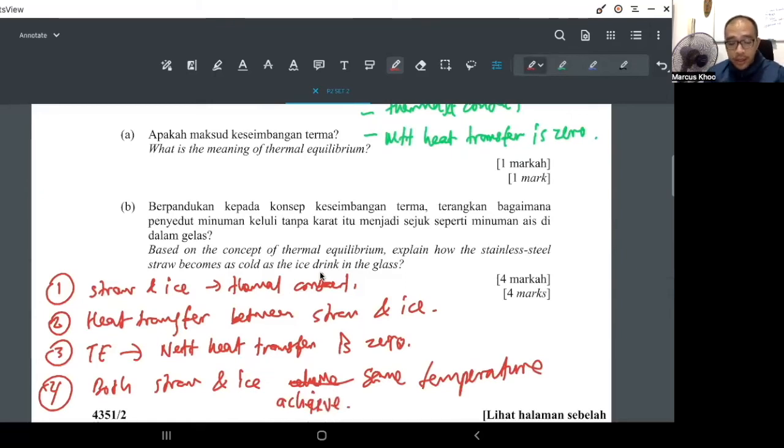So if you think about it, it is almost the same as the definition for thermal equilibrium. Cuma kamu kena panjangkannya jadi 4 markah. So talk about the thermal contact. What are the two objects in thermal contact? And then after that, because they're in thermal contact, there will be heat transfer. The heat transfer continues until you reach thermal equilibrium where the net heat transfer is zero. And when thermal equilibrium happens, they also reach the same temperature.